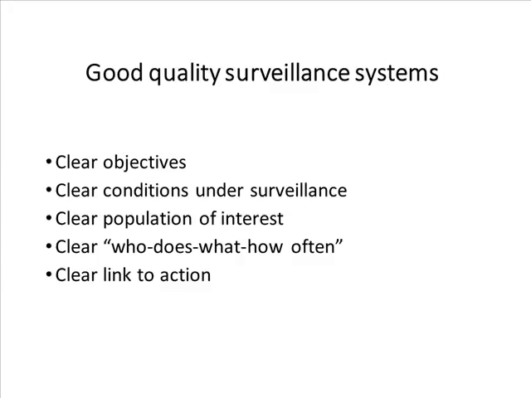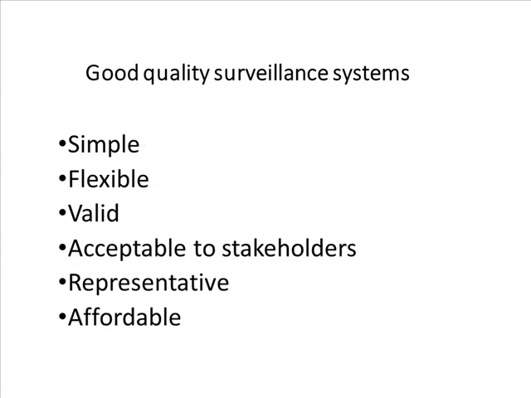Slide 20. We will now explore features of strong surveillance systems and look at common pitfalls. Good quality surveillance systems have clear objectives, conditions under surveillance, population of interest, who does what how often, and link to action. Slide 21. Good quality implicates that the surveillance system is simple, flexible, valid, acceptable, representative, and affordable.